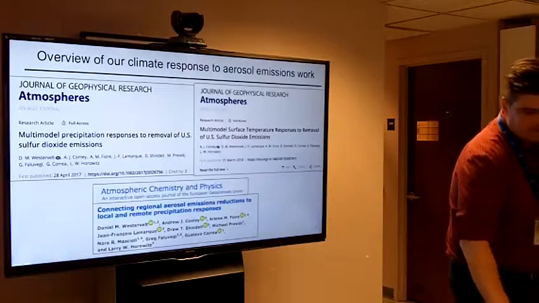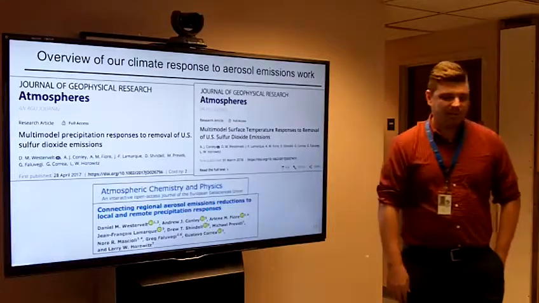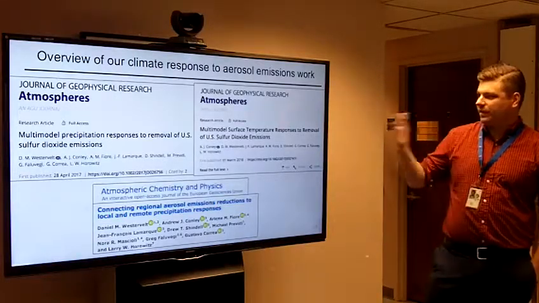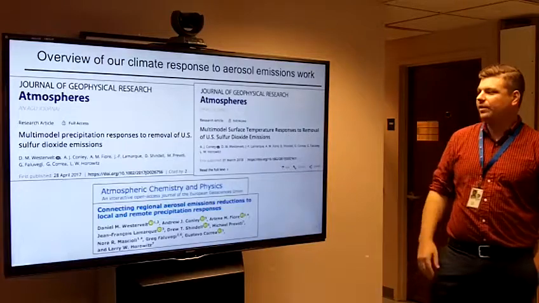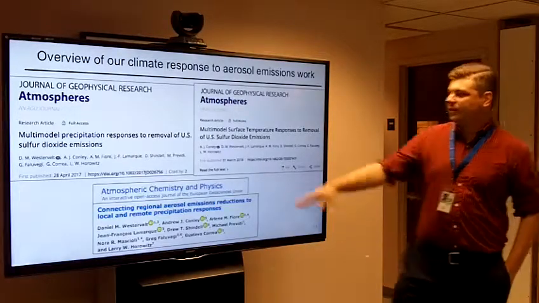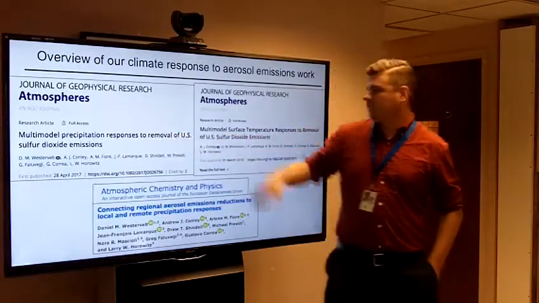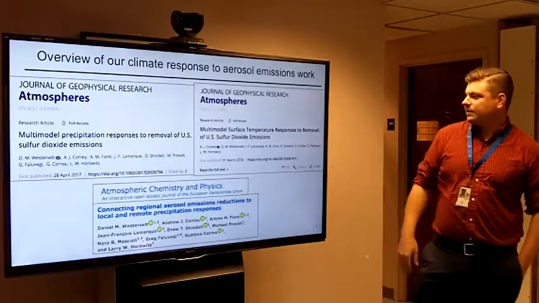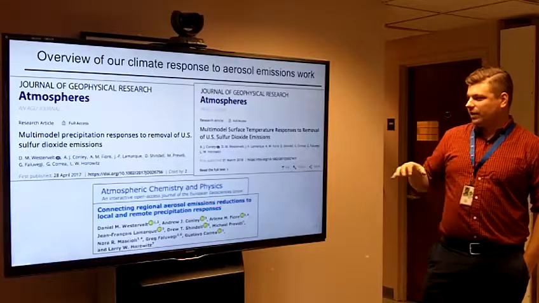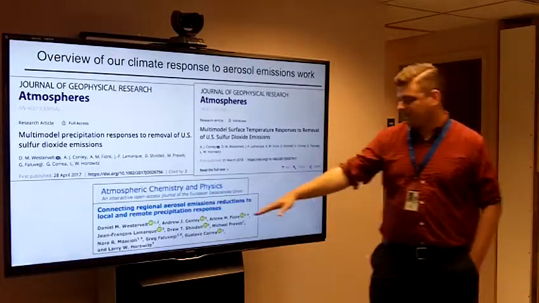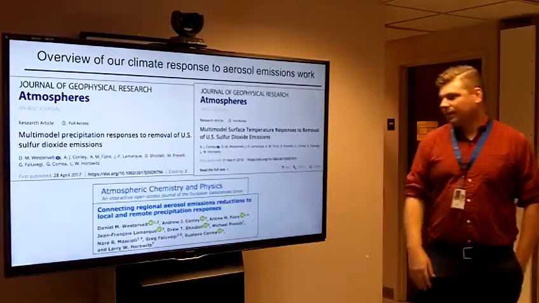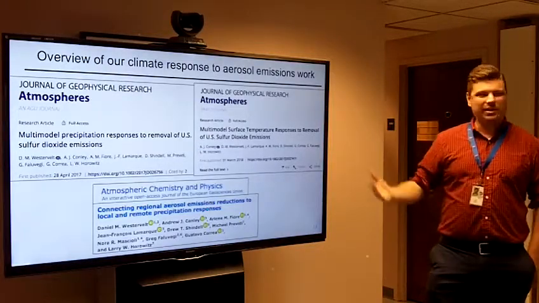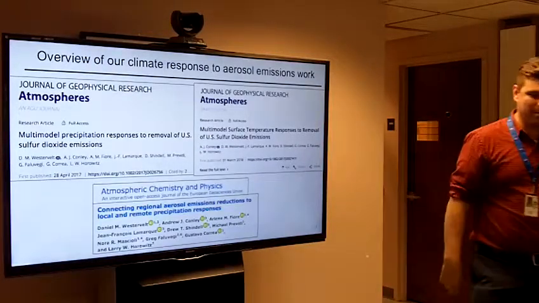So I'm going to give an overview of some of our climate response to aerosol emissions work regionally. So we have 3 papers published on this now. One that looked at precipitation responses to removal of U.S. sulfur dioxide, another that looked at temperature responses to U.S. sulfur dioxide. So these were just U.S. focused, and then a third one that's just recently come out that looks at all of the regions together and tries to synthesize an overall message.